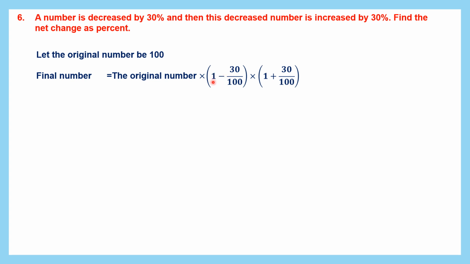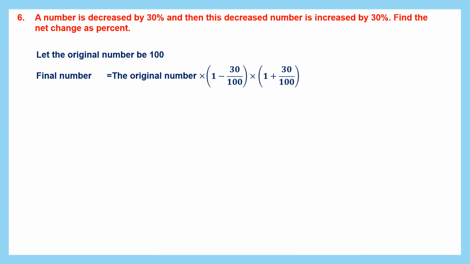And why are we writing minus first? Because here it says a number is decreased. So when it is decreased, it is minus, and then it is increased, so it's plus. How did we get 30 by 100? Because it says 30% and that is 30 by 100. Here also it's 30%, so 30 by 100. Now let's simplify this.